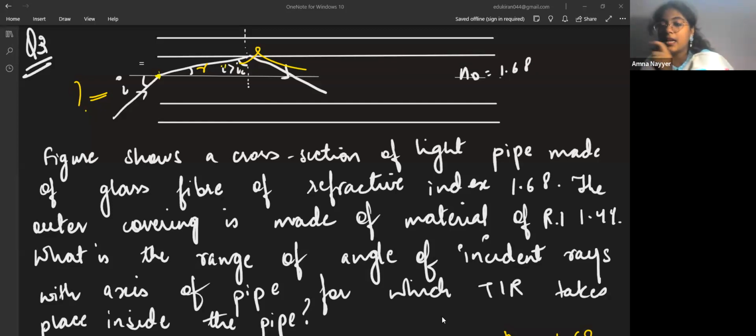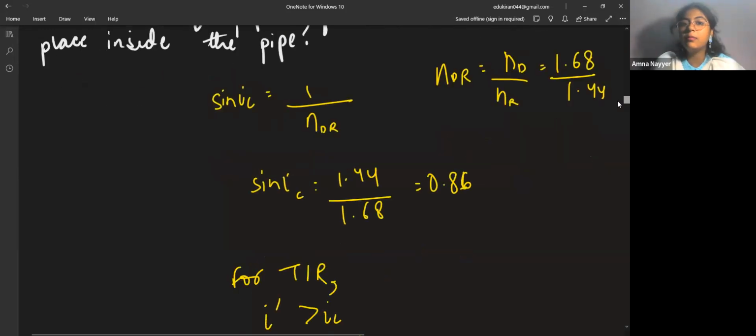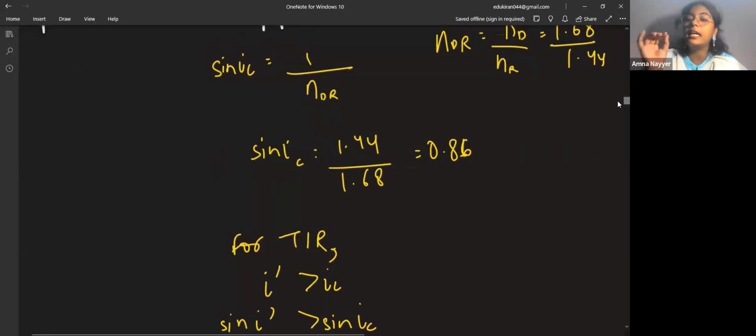For which TIR is this. We don't know what is the value. We know that TIR is occurring. So we can use this information to find out sine r. That's why I have done these calculations. This is an important question, class. That's why I'm repeating this. So if you are not understanding at any point, let me know.